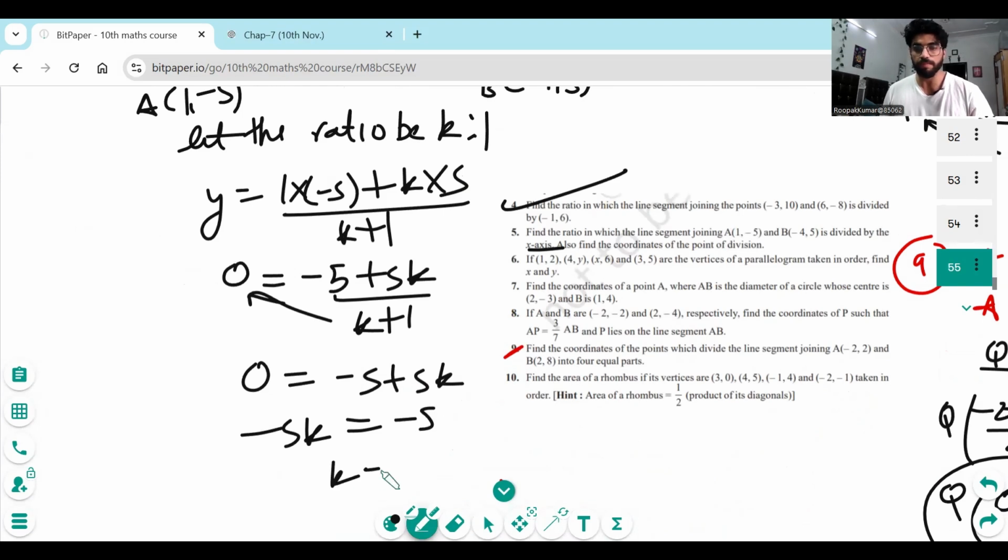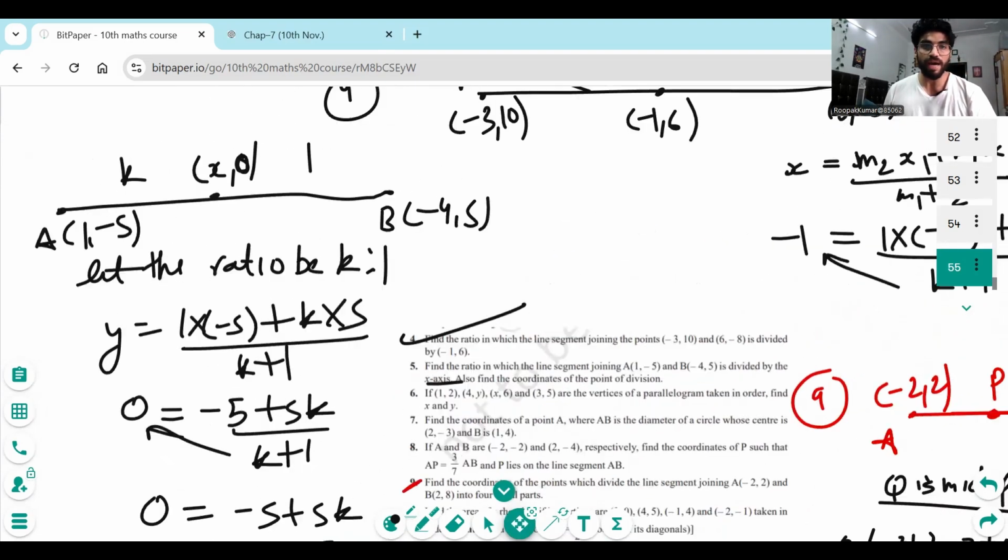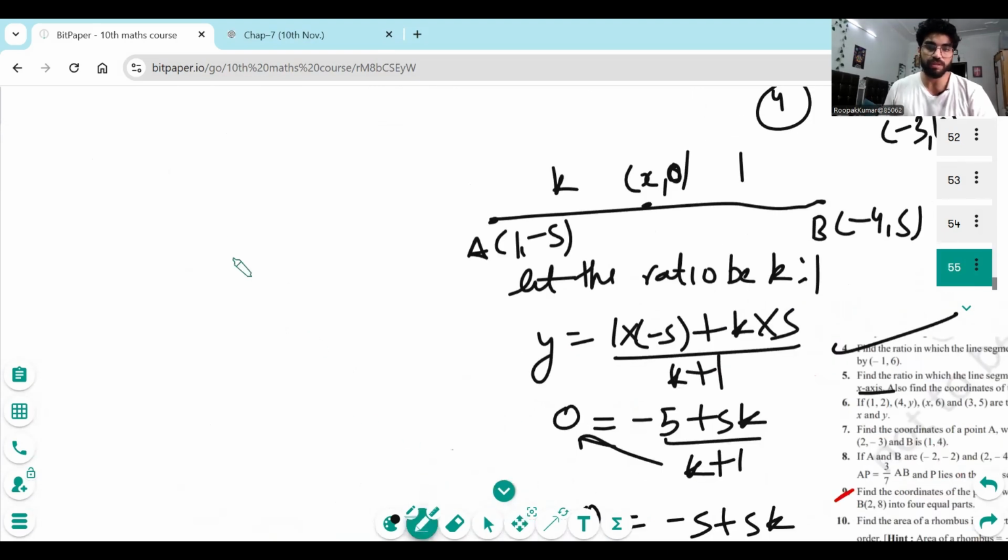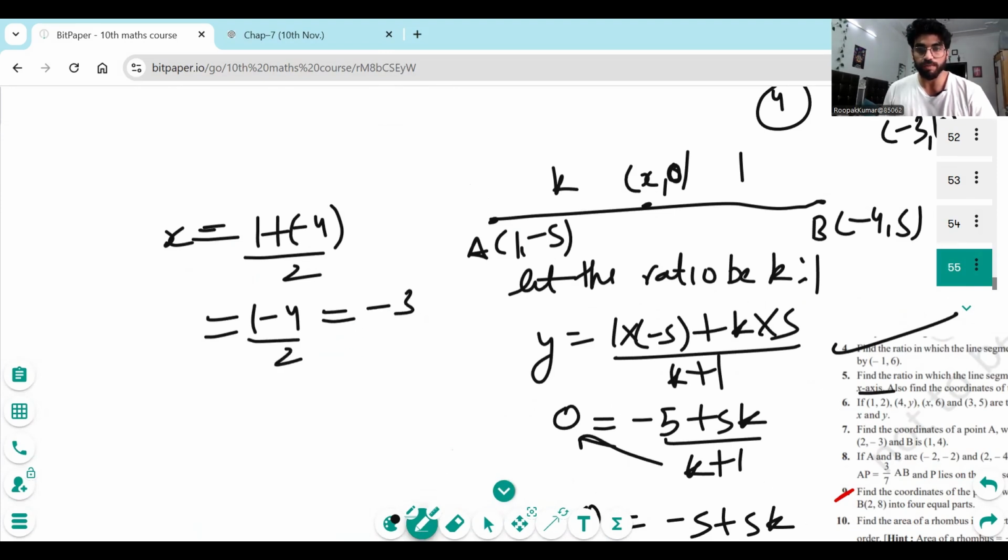So k will be -5 over -5, which is 1. So the ratio will be 1 ratio 1. You can say this is the midpoint actually that we have found. Okay, so 1 ratio 1. Now we have to calculate this x also. What is this x? Since we know that this is the midpoint, you can do (x1 + x2)/2 also. You can use the section formula as well. So (1 + (-4))/2, which is (1 - 4)/2, which is -3/2. So the coordinate will be (-3/2, 0).